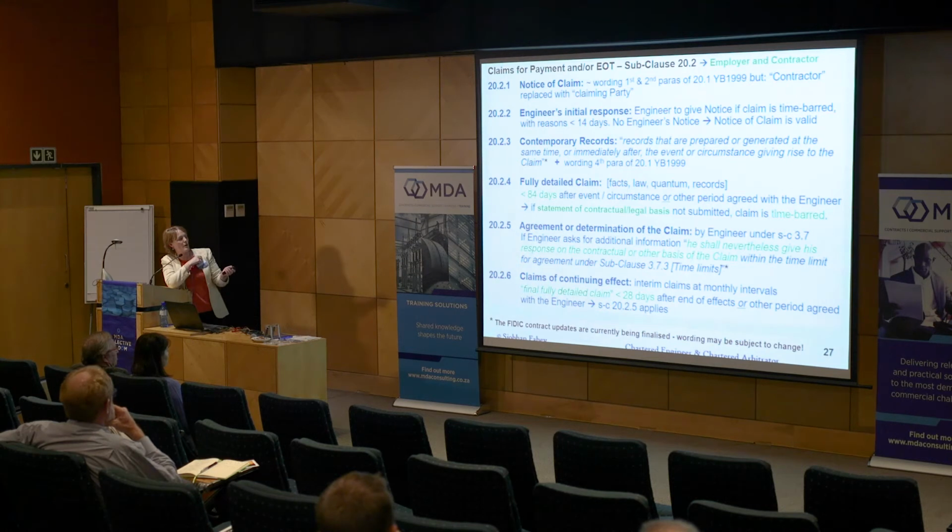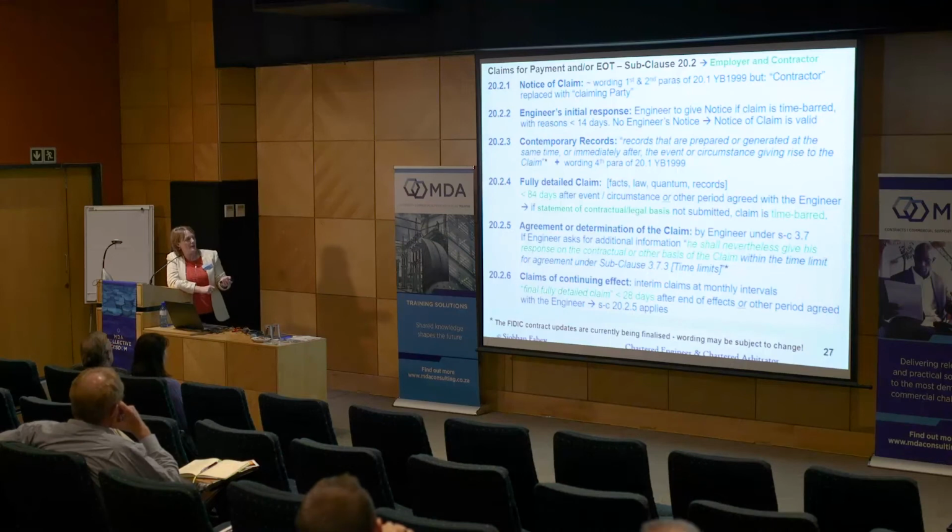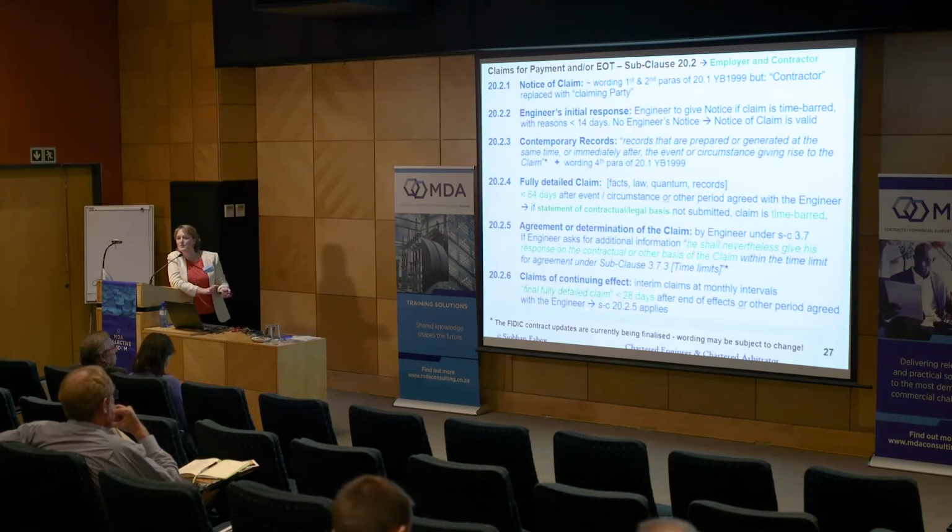And you'll see that there's quite a long period to actually submit the fully detailed claim, 84 days. And that increased from the pre-release version. It was 42 days. And if you imagine that 84 days is exactly the same period that the DAB has to reach a decision, it's long enough, I think. Then we have the agreement of determination of the claim. There's also claims of continuing effect dealt with there.